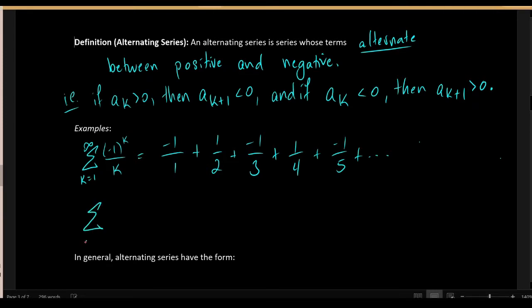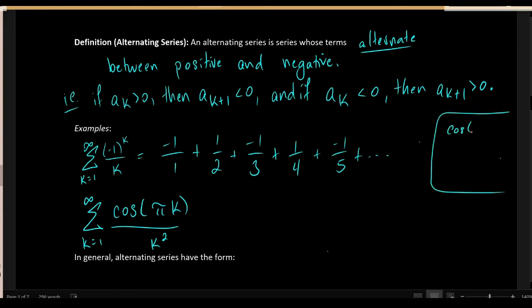Now the other one may not initially look like it's alternating, because where is the minus 1 in this expression? However, if we plug k equals 1 into cosine, then we get cosine of pi, which is on the left side of the unit circle, so that has an x-coordinate of minus 1. If we plug in k equals 2, then we have cosine of 2 pi, which is on the right side of the unit circle, so that x-component is positive 1.